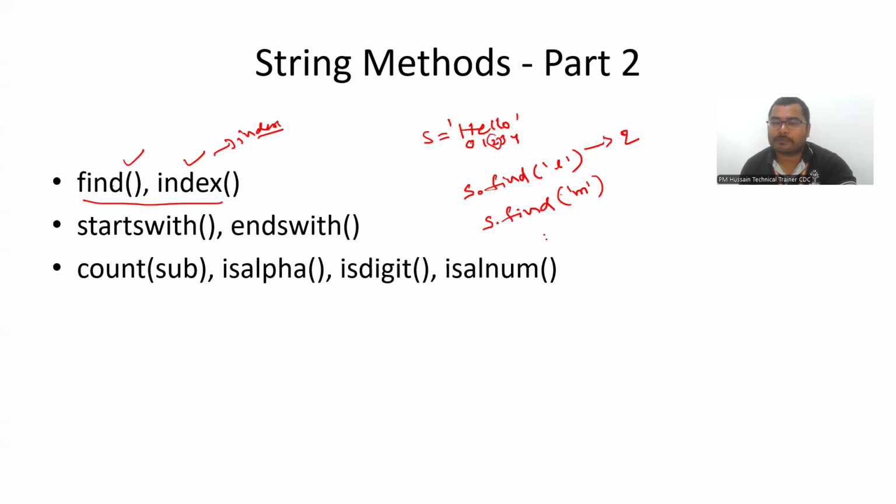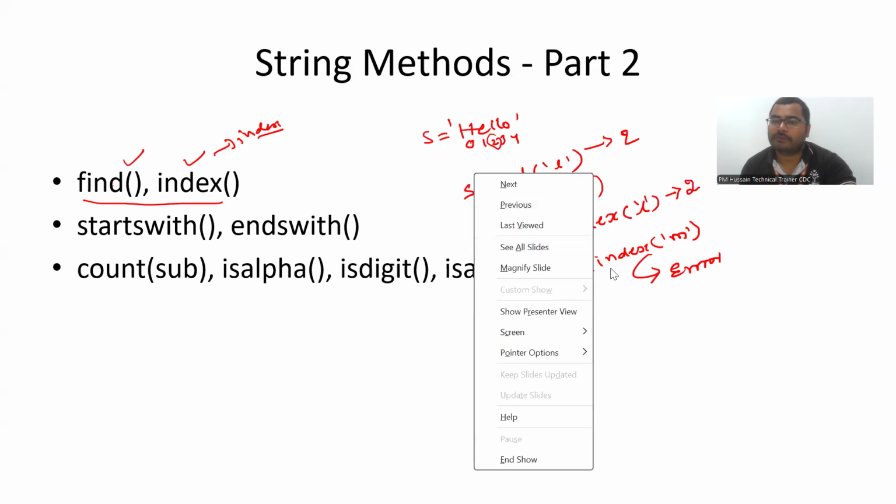But if you use the index method, suppose s dot index of L. Now L is present 2 times, so it is similar to find. It will return the first occurrence index of L, which is 2. But if you try to access the index of M, M is not present. In such a case, the index method will throw an error, a ValueError. So this is how the index method and find method work here.